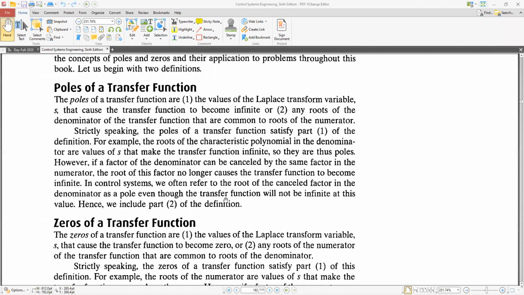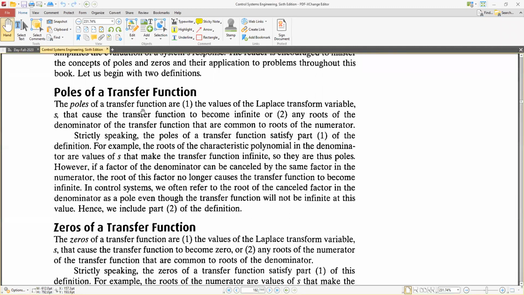Okay, see that definition here. The poles of a transfer function are the values of the Laplace transform variable s that cause the transfer function to become infinite, or any roots of the denominator of the transfer function that are common to roots of the numerator. That means the values of s for which the transfer function would become infinity is known as the pole. Okay, this is the pole.